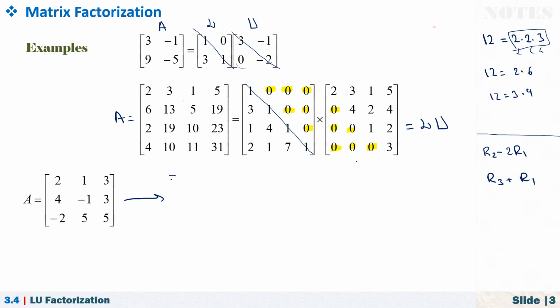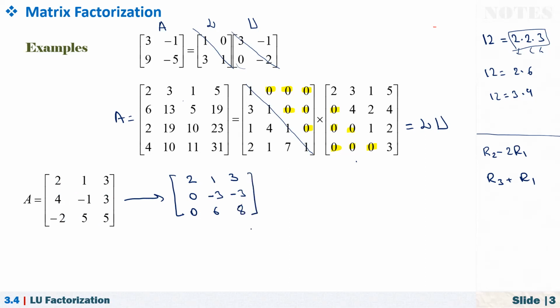Now, if you perform these two operations, here we have 2, 1, and 3. -2 plus 4 is equal to 0. And -2 plus -1, that's equal to -3. And -6 plus 3, that is equal to -3. And if you just add the first row to the third row, 2 plus -2 is equal to 0. 1 plus 5 is equal to 6. And 3 plus 5 is equal to 8.